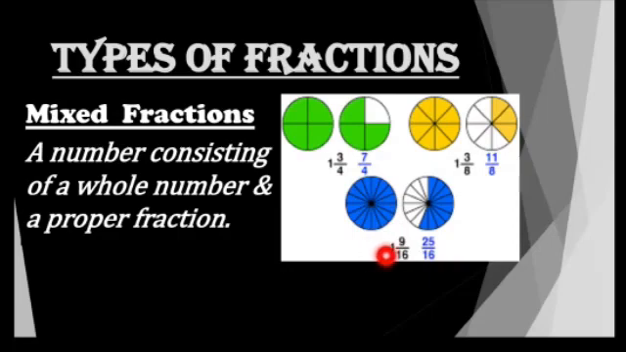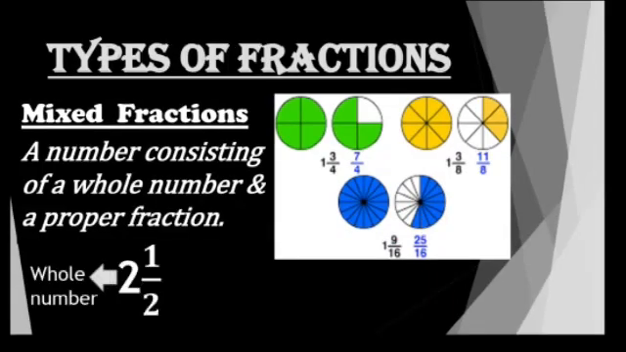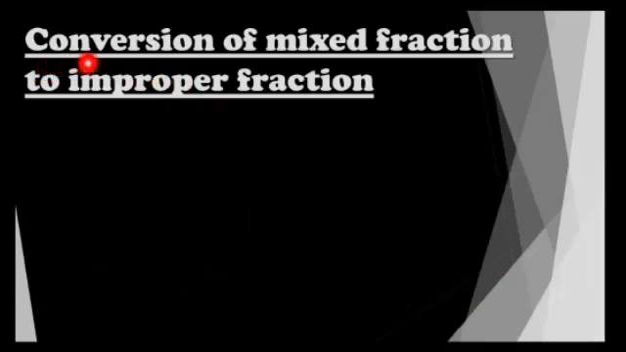Here now 1 and 9 by 16. Okay, so here this represents one whole part and this is the 9 by 16. Why 9 by 16? Why is 16 the denominator? Because one whole part is again divided into 16 equal parts and out of them 9 parts are shaded, right? Here 2 is the whole number and half is the proper fraction. Now we'll see the conversion of mixed fraction to improper fraction.